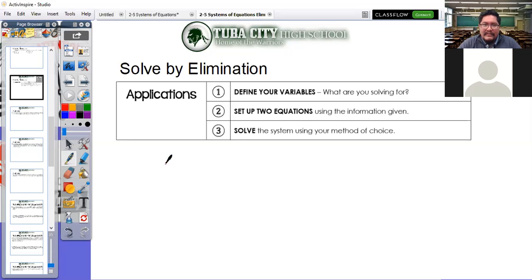And that's also going to help us know what we have and what we're looking for. So set up two equations. Make sure you use the information you're given.